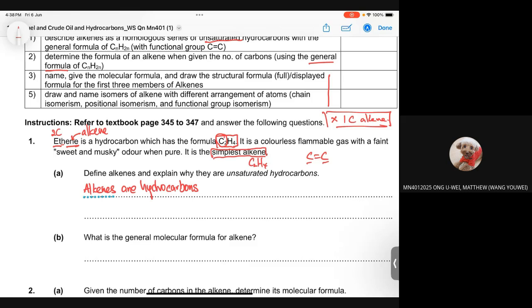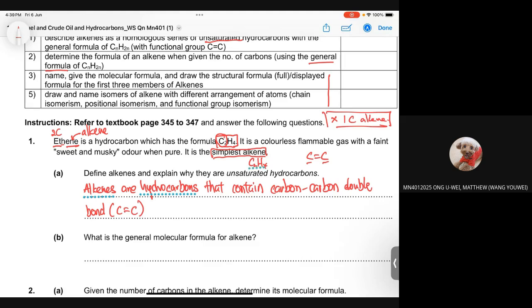Okay, so alkenes are hydrocarbons that contain a carbon double bond. So you can see here in the definition itself, it actually talks about the functional group. Because the functional group is the one that helps to define the homologous series. Okay, now this is the definition for alkene.